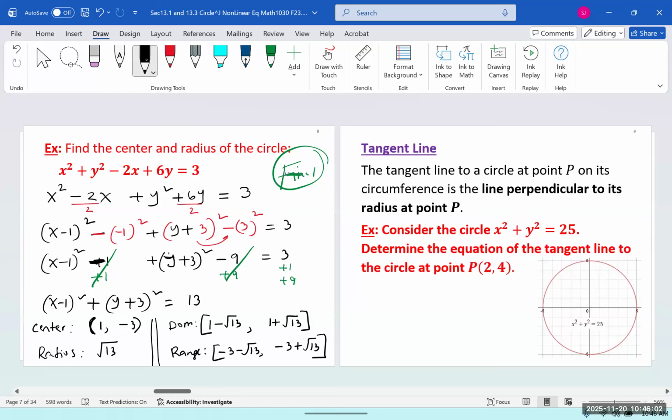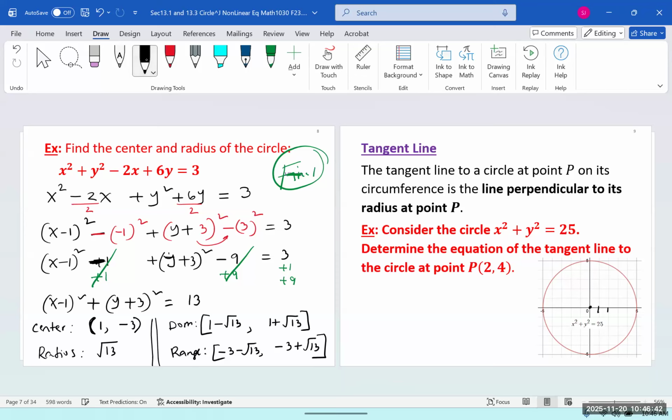Okay, now the last concept, tangent line. A tangent line to a circle at a point P on its circumference is the line perpendicular to its radius at the point P. So example, they have a circle x squared plus y squared equals 25. So the center is at the origin. And how much is our radius? 5 units.